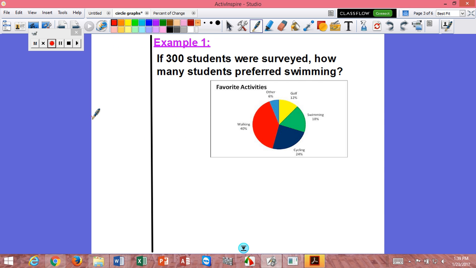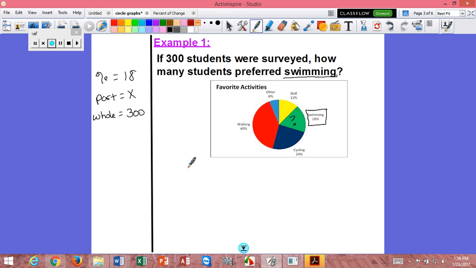So let's do some examples together. Example 1, if 300 students were surveyed, how many students preferred swimming? Okay, so here is the topic we're concerned about, swimming. So I'm going to find that and box it in. So this is the section that we are trying to figure out. So we have our percent. Now we need the part and the whole. It says 300 students were surveyed, so that means that the whole entire graph is representing 300 students. So we are missing the part. I don't know exactly how many this is worth.